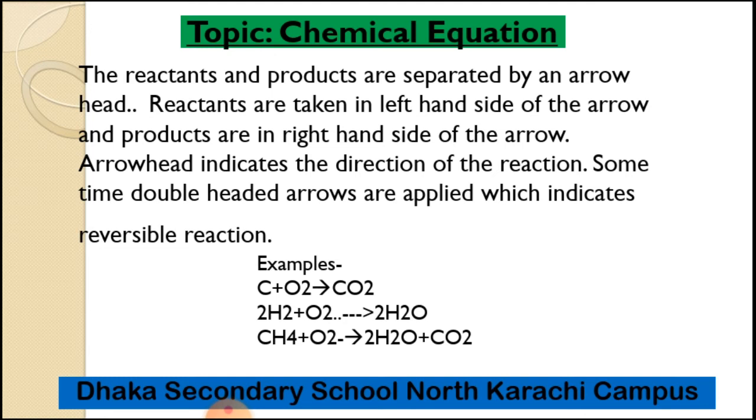Sometimes double-headed arrows are applied, which indicate a reversible reaction. These are incomplete reactions and are said to be overlapping reactions. In those reactions, reactants are changing into products and products are going to change into reactants at the same time.